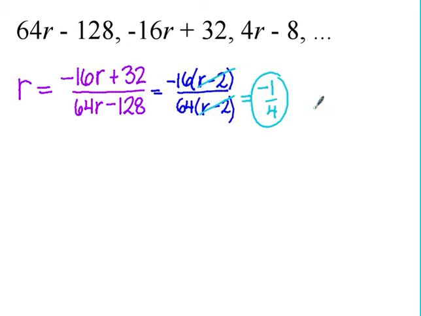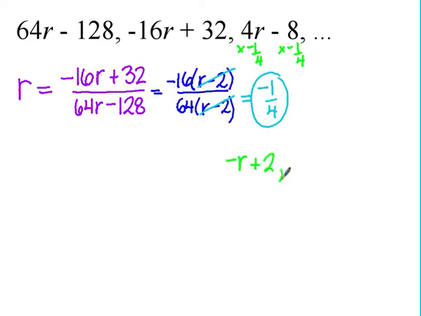All right, so now we need to find the next 3 terms. What would the next term after 4r minus 8 be? Basically, this is the easy way to do that. Take each of them times negative 1/4. So you get negative r plus 2.